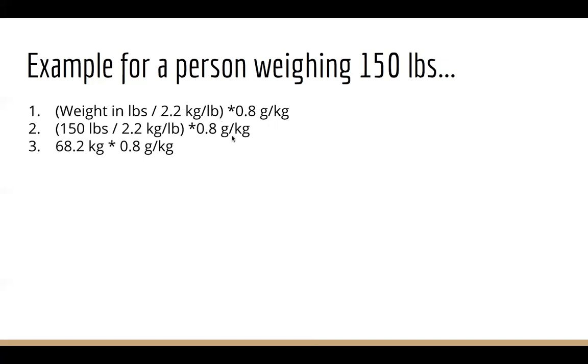We're going to bring down this 0.8 grams per kilogram. So now we have 68.2 kilograms, and we need to multiply the 68.2 by the 0.8. Once we do that calculation, we're going to get 54.6 grams per kilogram, which again is rounded up from 54.56. So we can say that a person who weighs 150 pounds needs approximately 54.6 grams of protein per day.